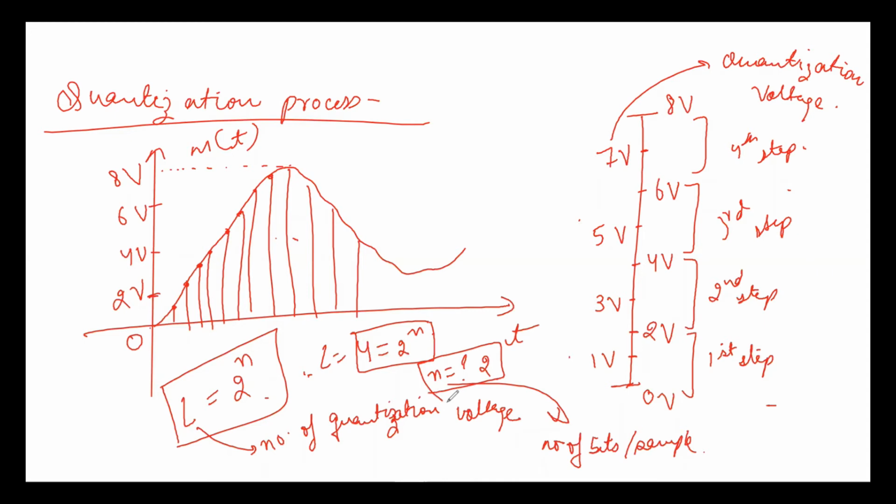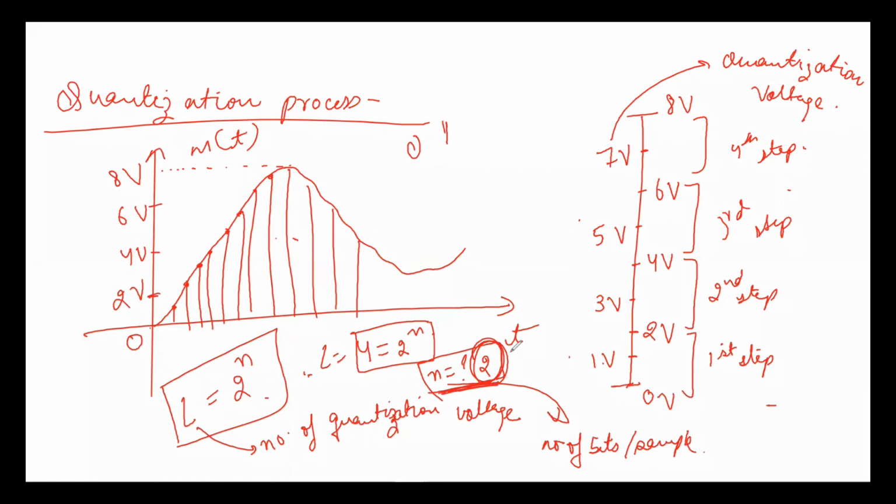So in encoding, I have told you what encoding is. Encoding is used to represent each of the different quantization voltages by a unique binary code. Binary values are 0 and 1, a combination of 0 and 1. So here n is the number of bits per sample. For this example, we have to represent each quantization voltage, that is 1 volt, 3 volt, 5 volt, or 7 volt, using 2 bits because my n is 2.